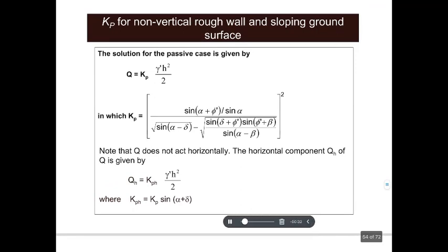For the passive case, the Q, which is the passive force acting on the wall, is now calculated as Kp times gamma prime times H power 2 over 2. The Kp has a similar expression, except that the plus and minus signs used in this equation can be different, so you have to be careful when you use this expression. Other than that, the QH and KPH are quite similar, except that the lateral pressure coefficient K is now KPH or Kp.